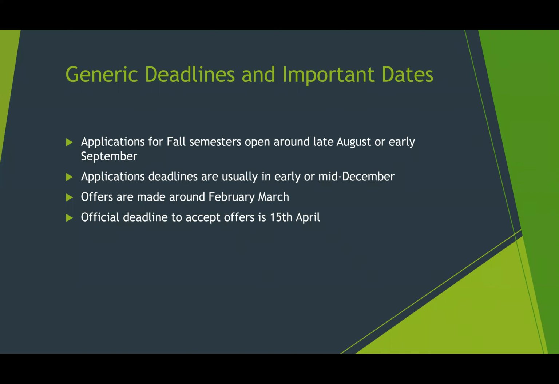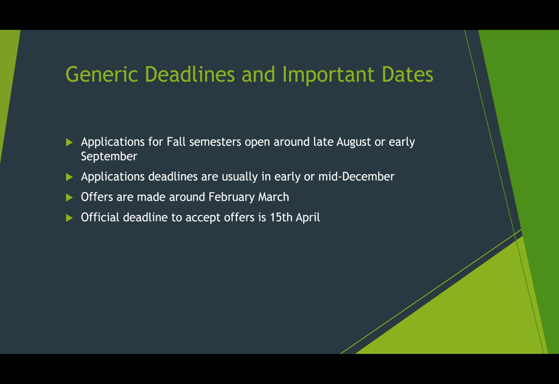Lastly, some generic deadlines. These are particularly for the US. For the US, applications for fall semesters usually open around late August or early September, usually early September. By the end of September, all programs and positions are open, so you can just apply then. And deadlines are usually in either early or mid-December.